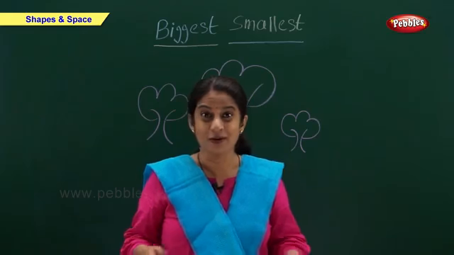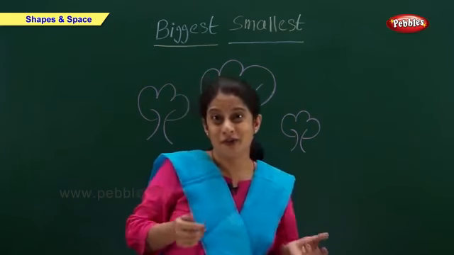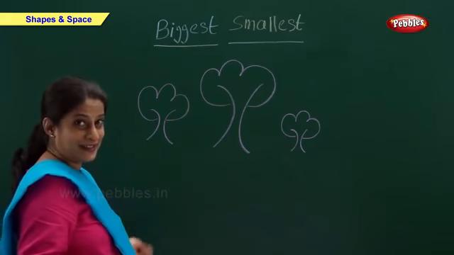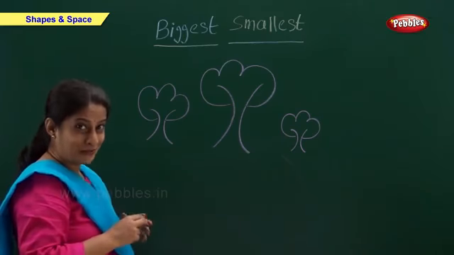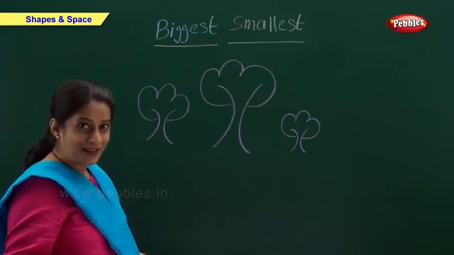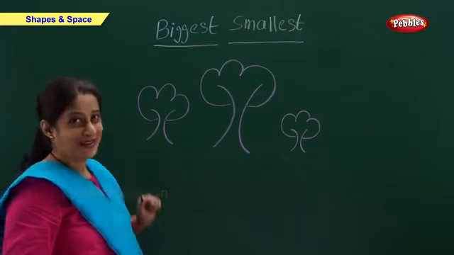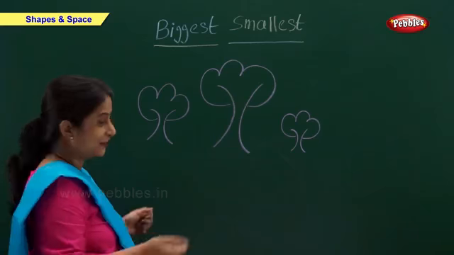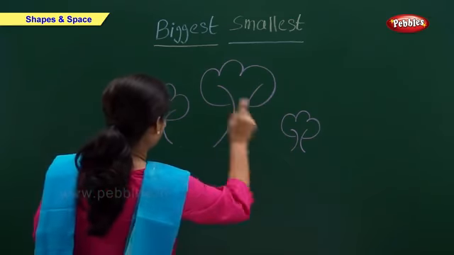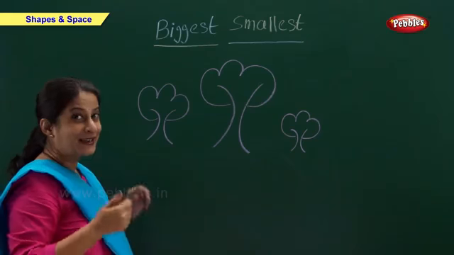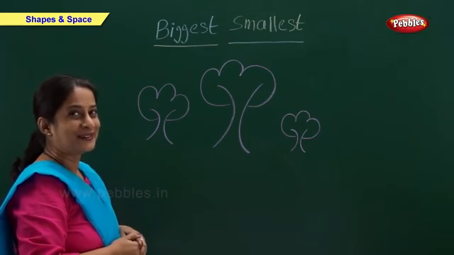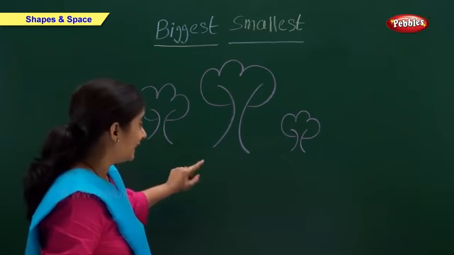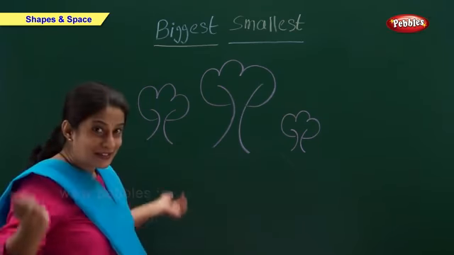Now let us find out what is biggest and what is smallest. We have 3 trees here and you are going to help me to find out which is the biggest tree and which is the smallest tree. Let's start. Is this the biggest or this or this? Watch carefully and tell me fast. Come on, I'm waiting. Right. The second tree is the biggest tree.